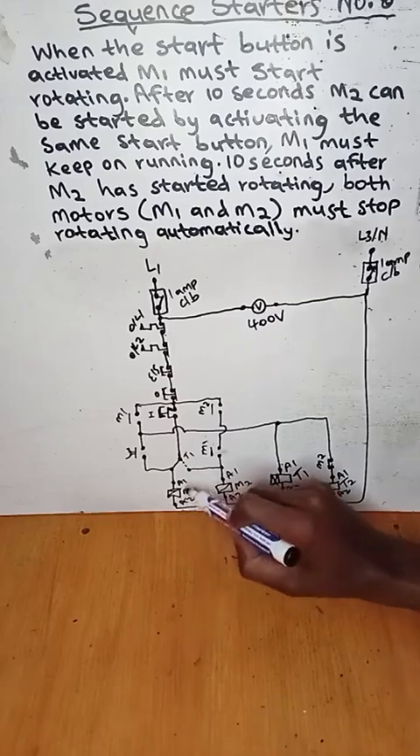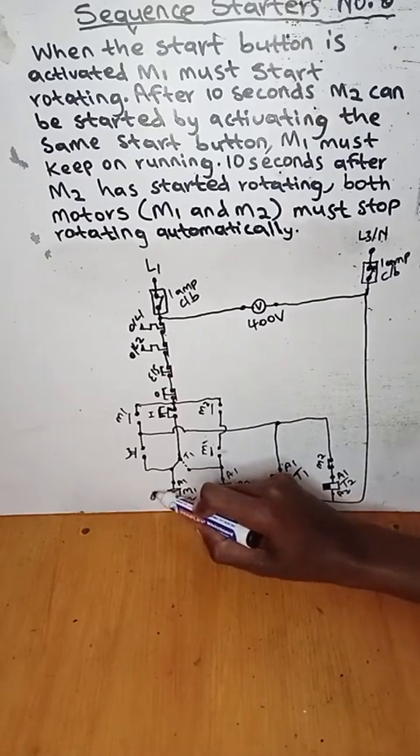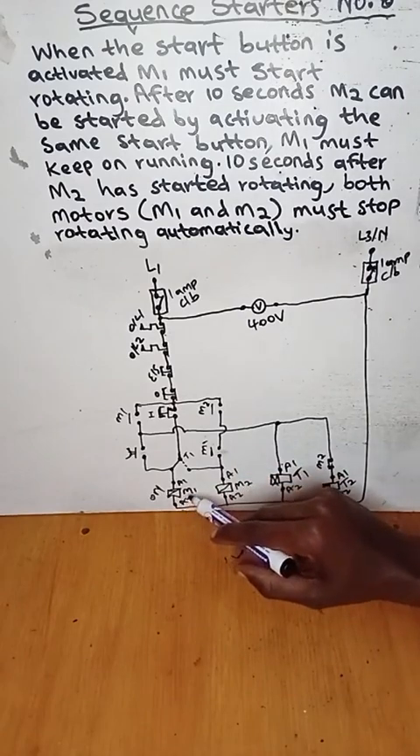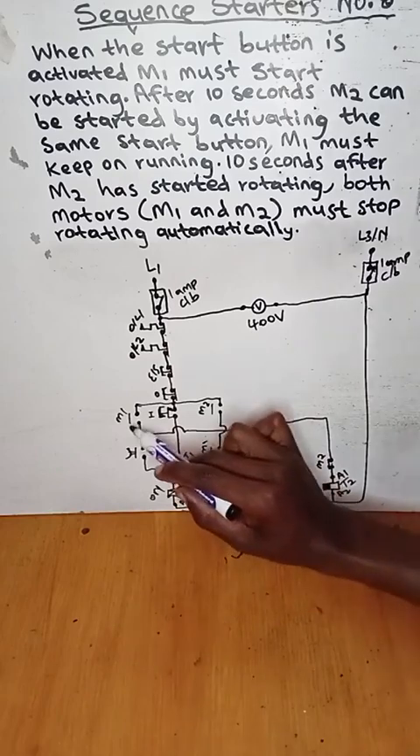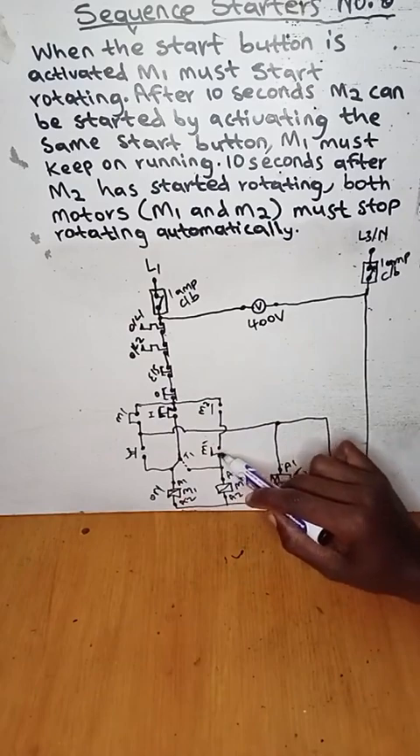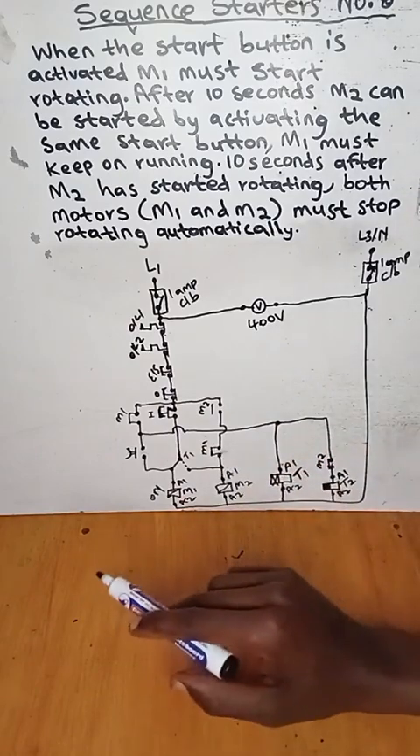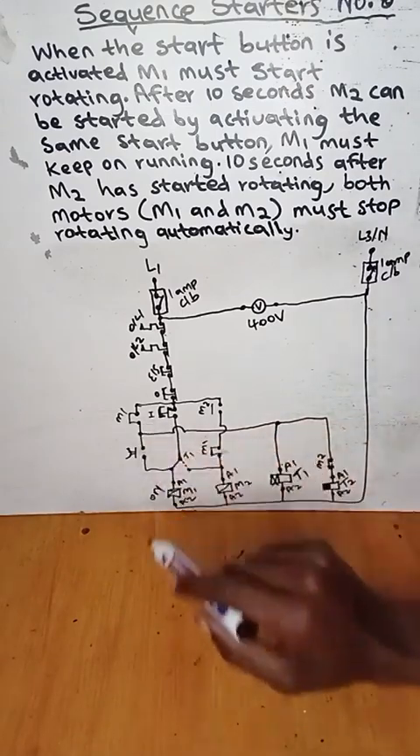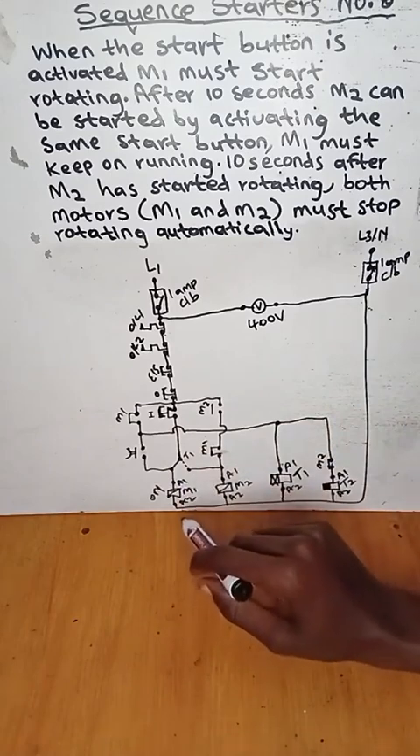energizes the coil of motor 1, in which it will be on, and when it's on it will affect all its contacts. The retainer of motor 1 will be closed, the normally open contact of motor 1 will be closed, right? And let's check what has happened after the contacts of motor 1 has been triggered.